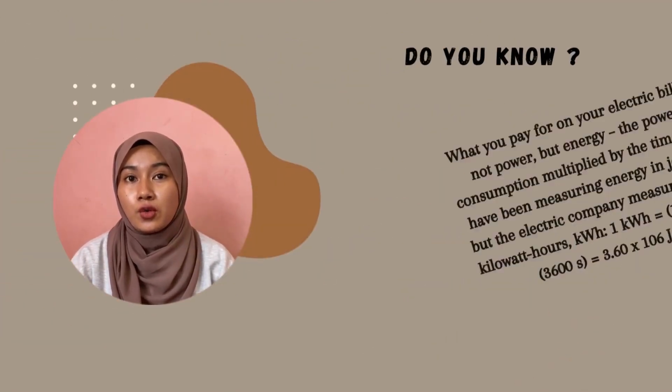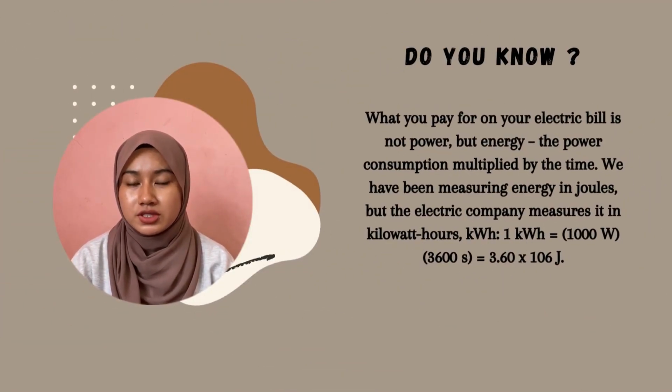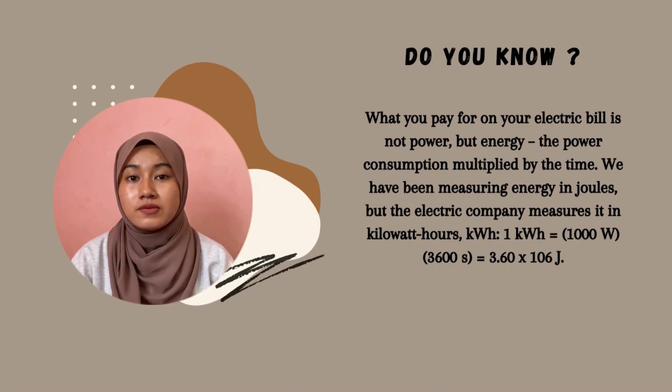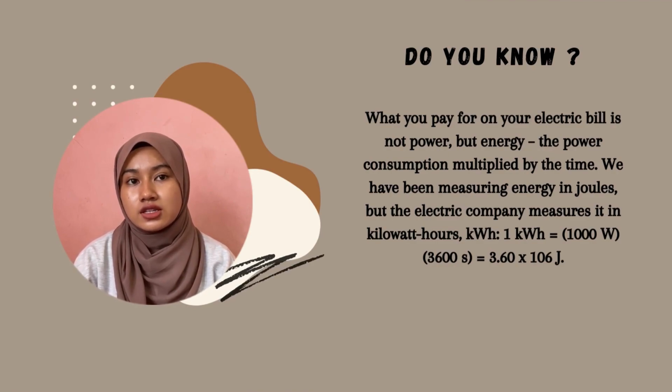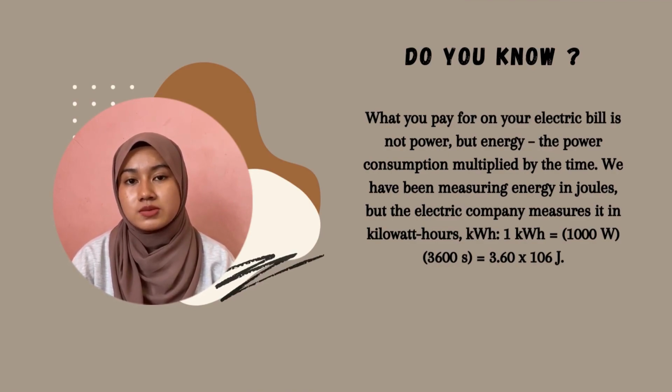Do you know what you pay for on your electric bill is not power, but energy, the power consumption multiplied by the time. We have been measuring energy in joules, but the electric company measures it in kilowatt hours, where 1 kilowatt hour is equal to 1000 watts times 3600 seconds, equal to 3.6 times 10 to the power of 6 joules.